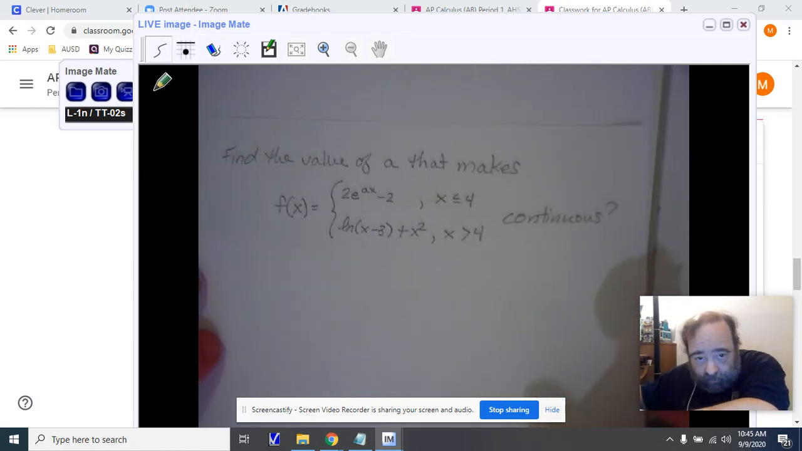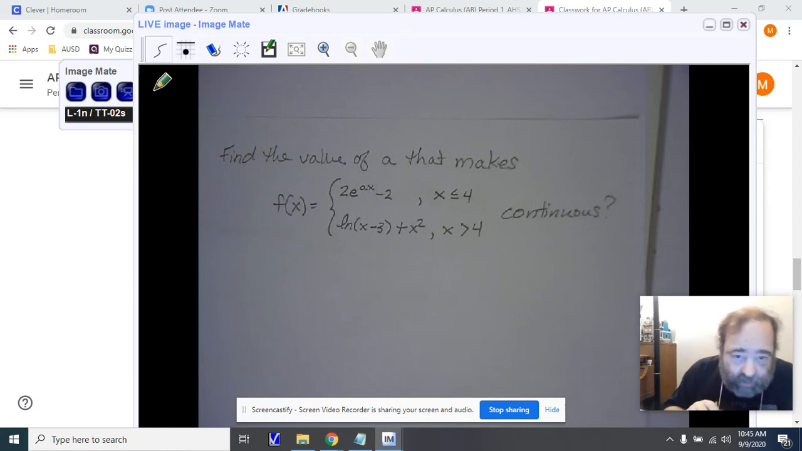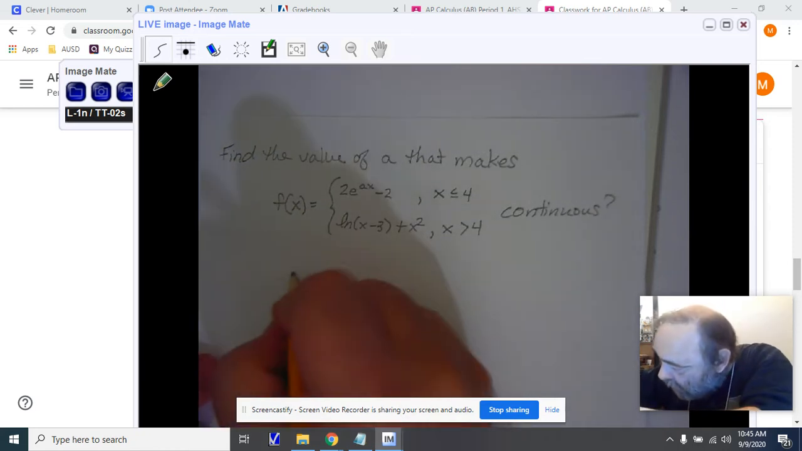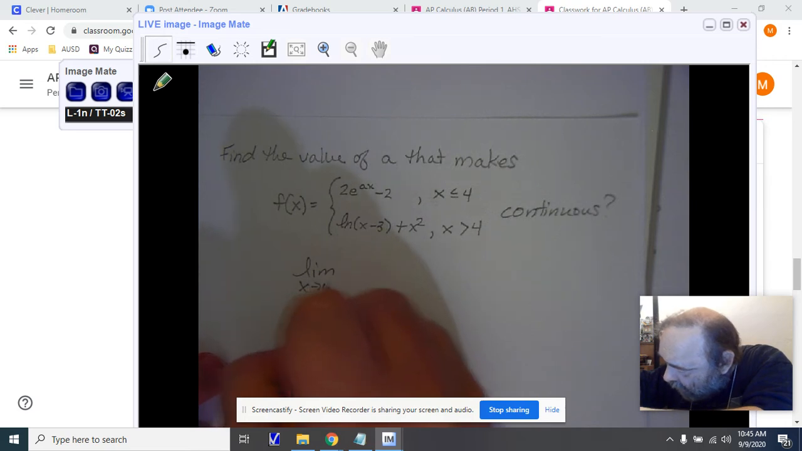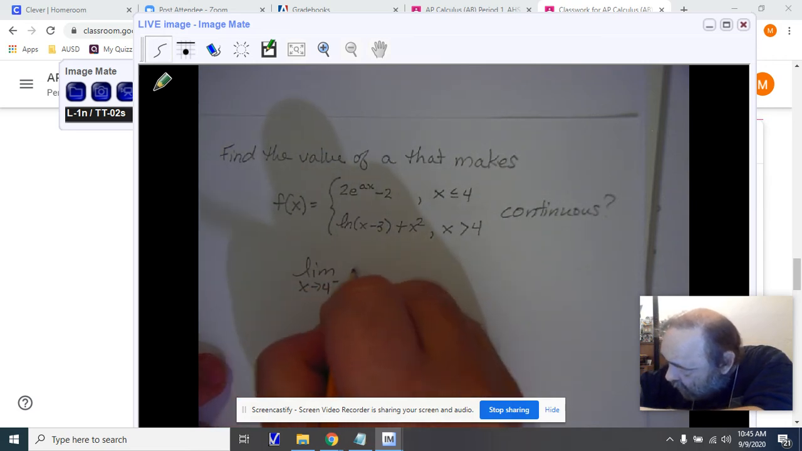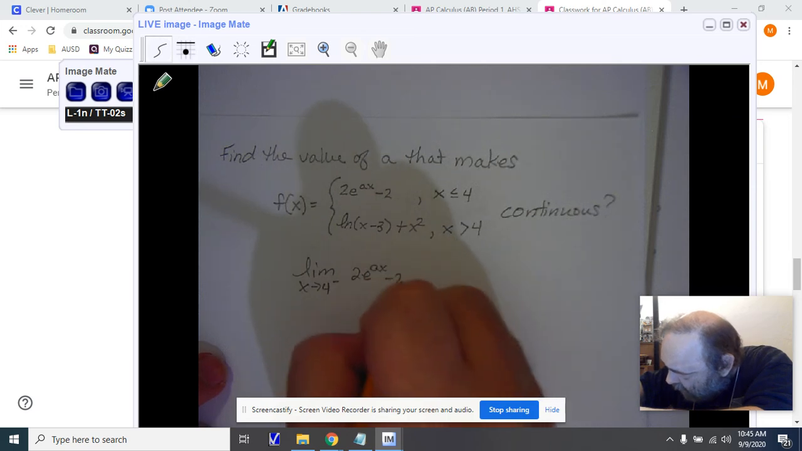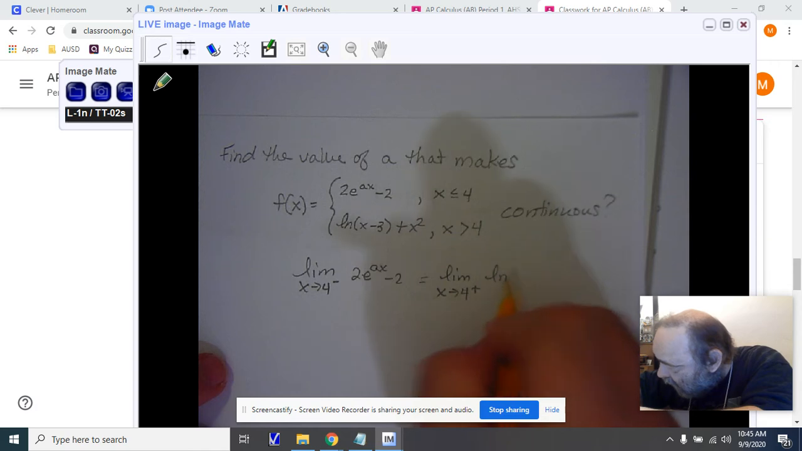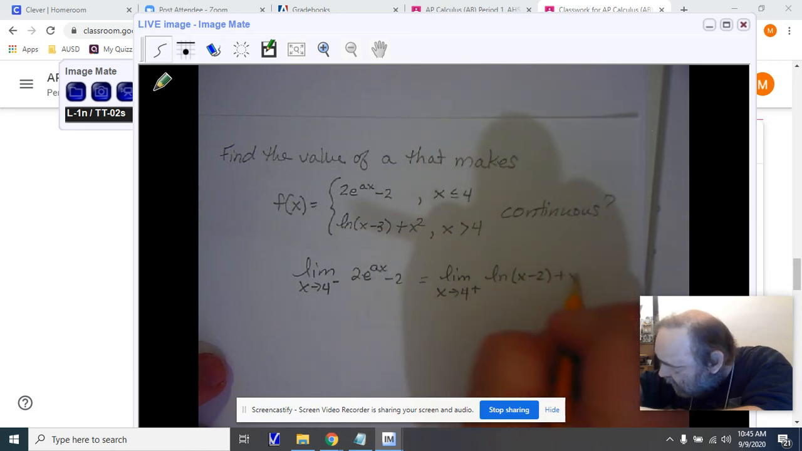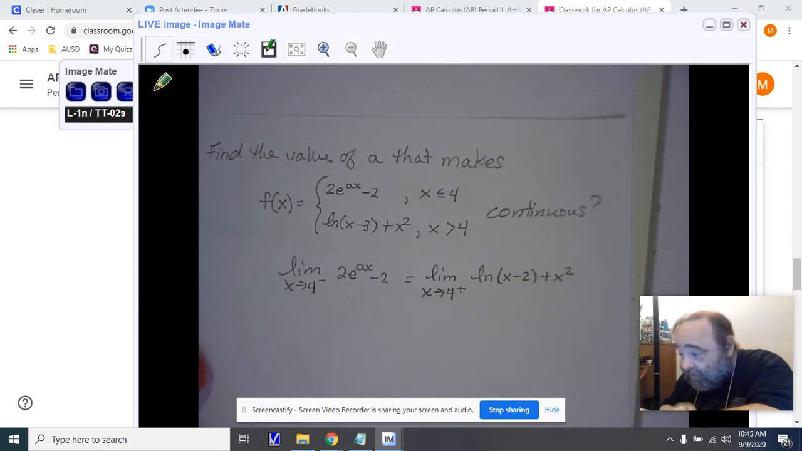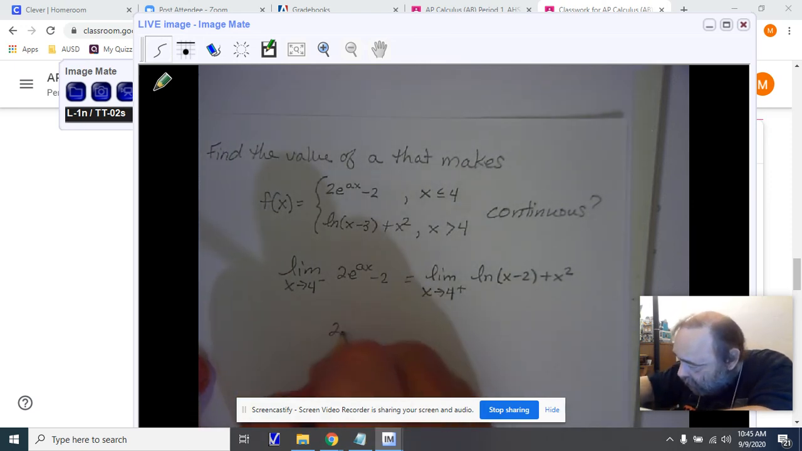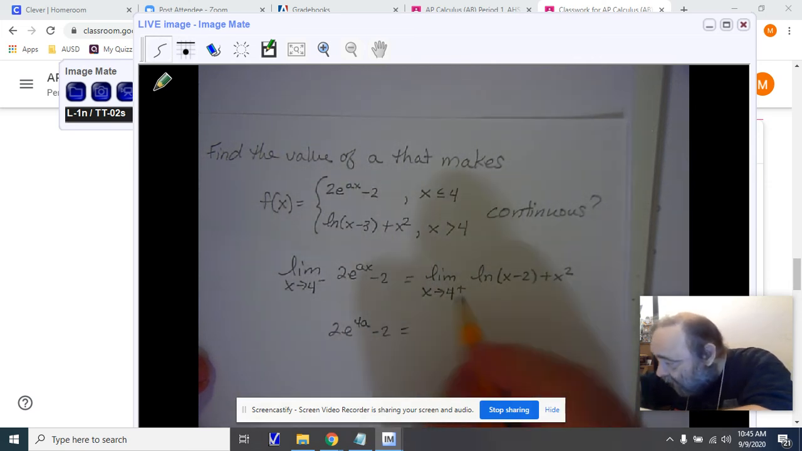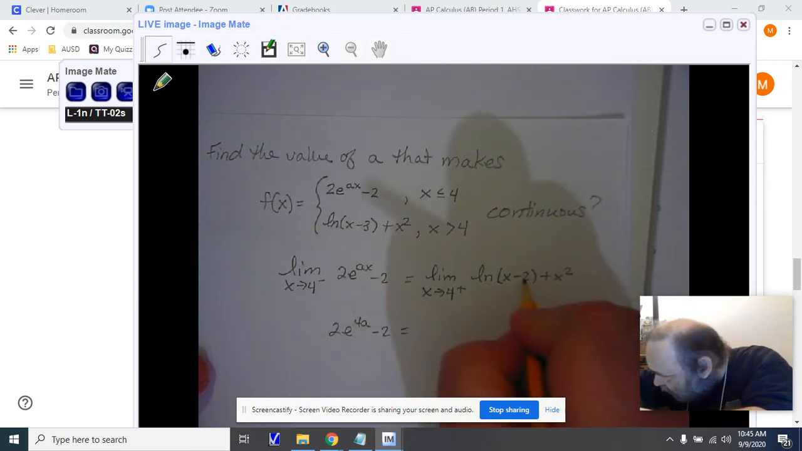Again, it looks complicated, but it isn't. All we're going to do is set up our limit statement. The limit as x approaches 4 from the left, for this function, 2e to the ax minus 2, must equal the limit as x approaches 4 from the right for the natural log of x minus 2 plus x squared. In order to find my limit, I plug in my value. So 2e to the 4a minus 2 has to equal the same thing.